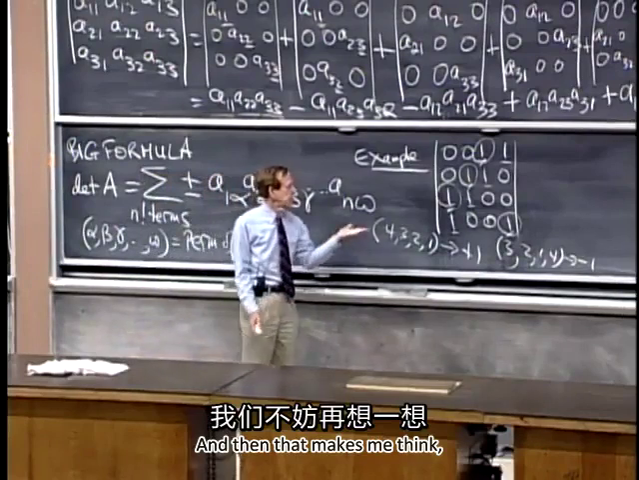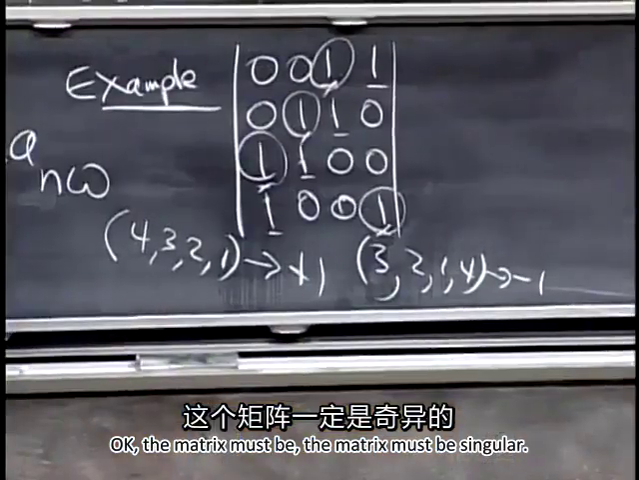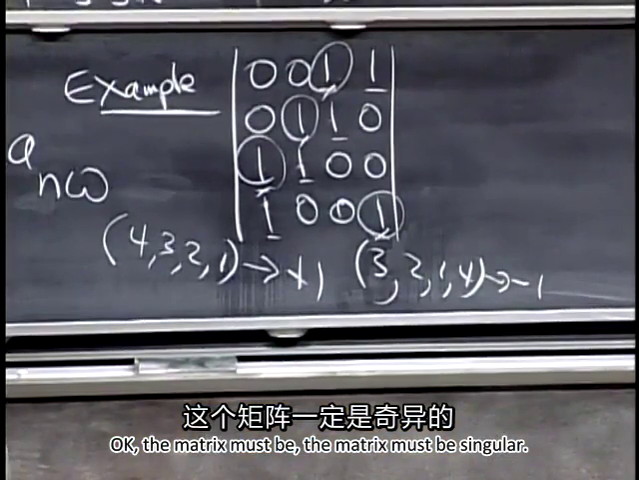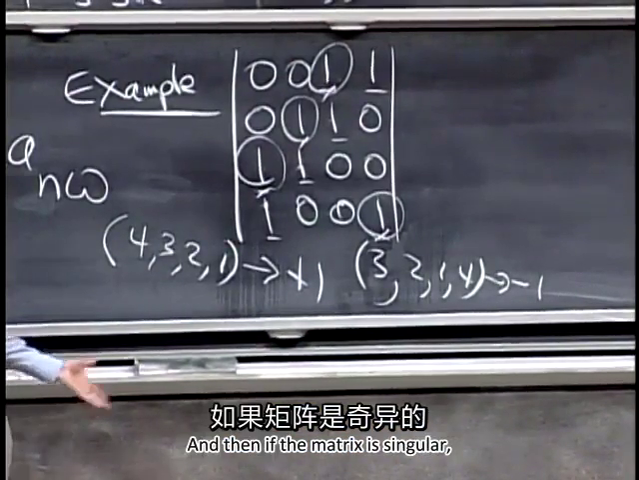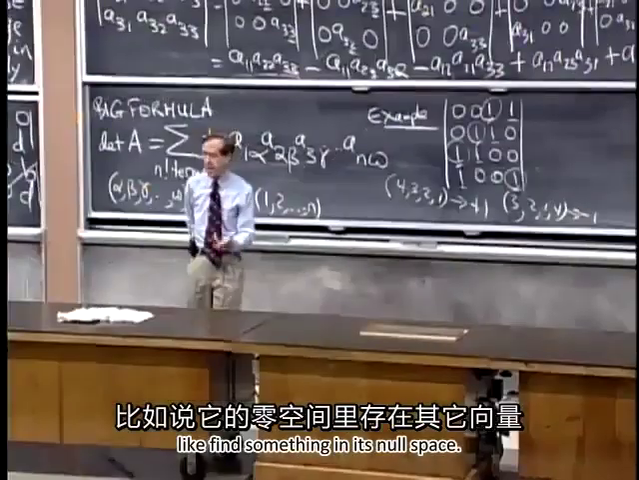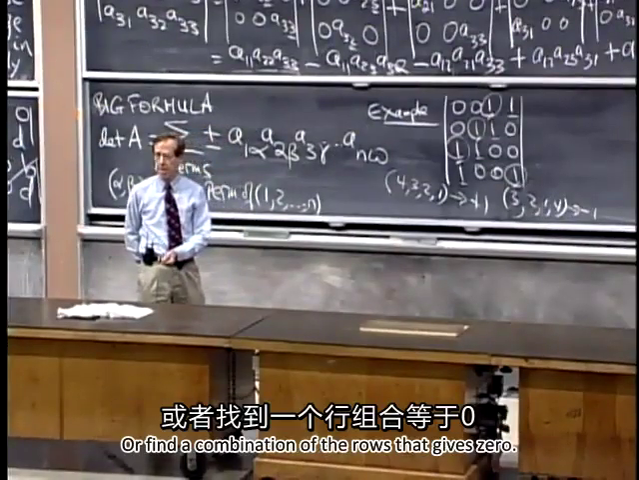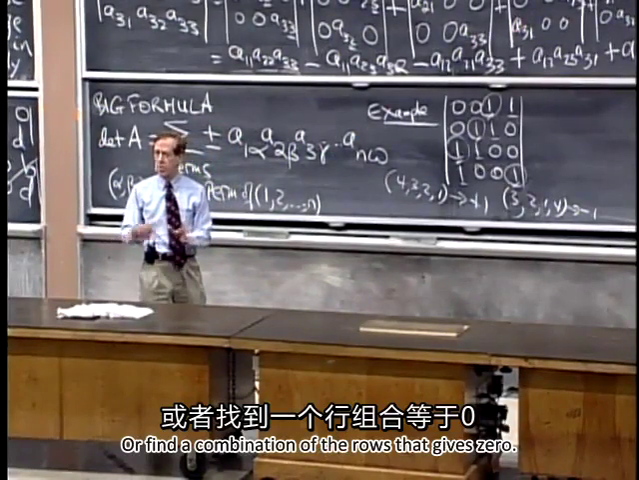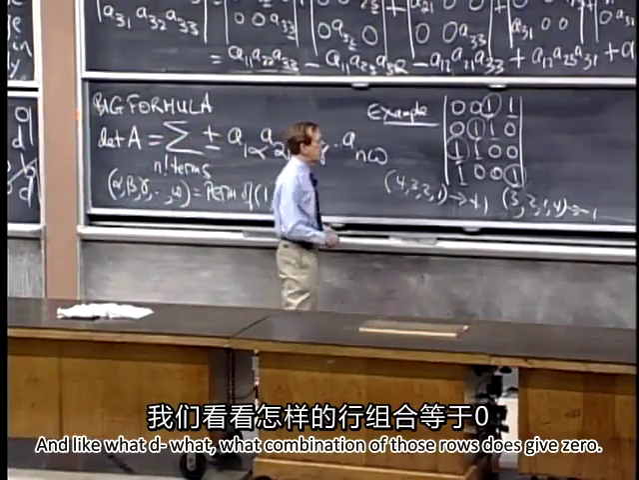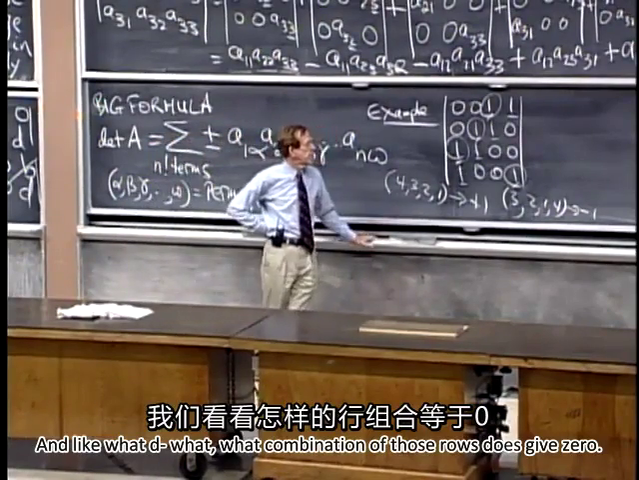But anyway, I guess he just wanted to be sure that we got the right answer, which is determinant 0. And then that makes me think, okay, the matrix must be singular. And if the matrix is singular, maybe there's another way to see that it's singular, like find something in its null space, or find a combination of the rows that gives 0. What combination of those rows does give 0?